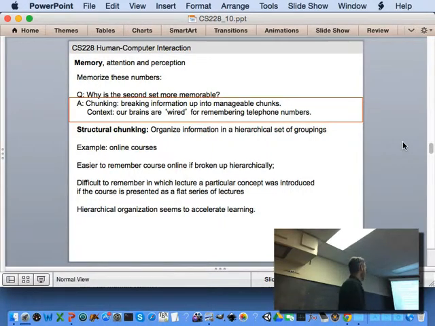At least some of our brains have practice and are wired up to remember telephone numbers. There's something about the rhythm of it that's familiar that helps. Structural chunking is a fancy word for saying that we can not just group things together, clump them together, but clump them together into hierarchical things, right?